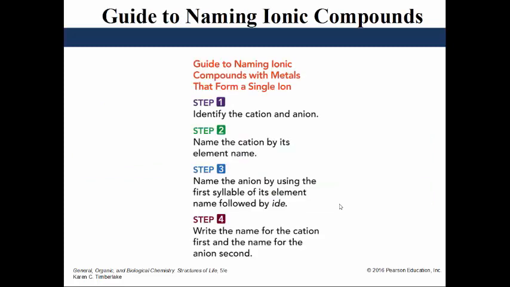Here is a step-by-step process on how to name ionic compounds. You need to identify the cation and anion. The cation is the positively charged element, so that would be the metal. So identify which is the metal and which is the nonmetal, or which is positive and which is negative. Name the cation, or the metal, by the element's name. Then for the anion, or the negatively charged portion of the compound, you drop its ending and add the suffix "ide." Then form those together. The metal, or the positive part, goes first, and the negative, or nonmetal, part goes second.